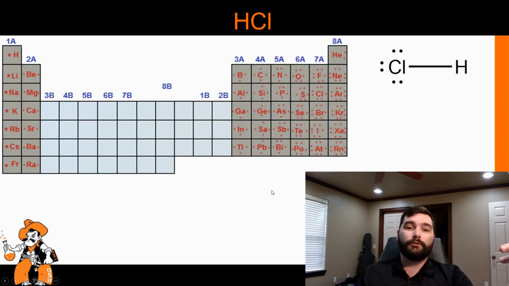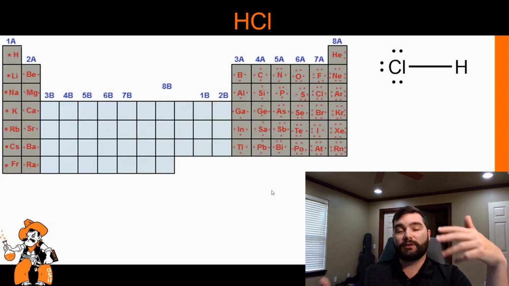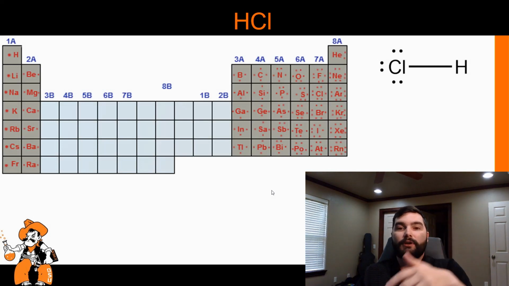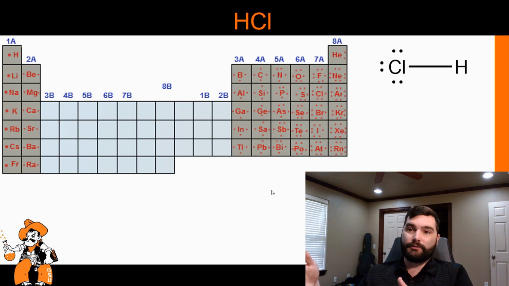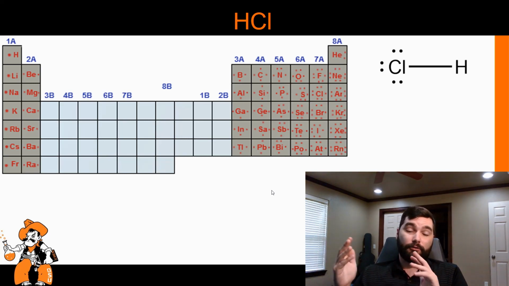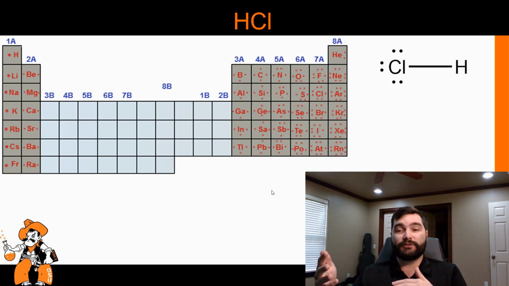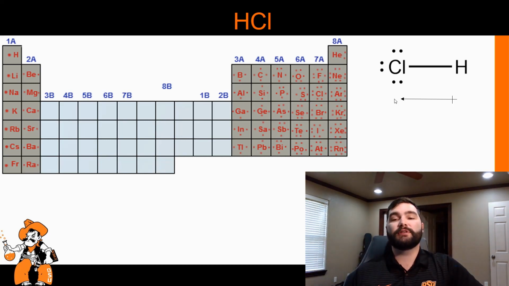So the next molecule we're going to look at is hydrochloric acid, HCl. So you have a chlorine bound to a hydrogen. Now chlorine is pretty electronegative, hydrogen not so much. So this is a polar molecule. Because of the electronegativity difference here, you have what's called a dipole moment.